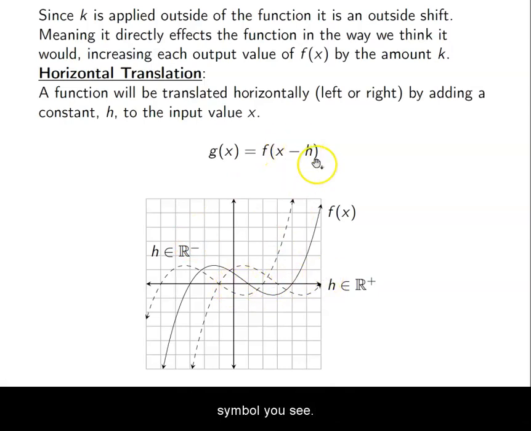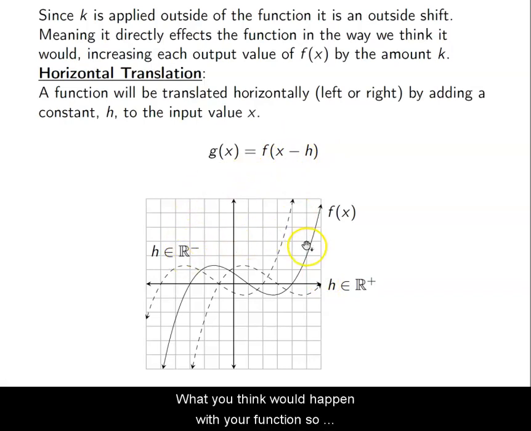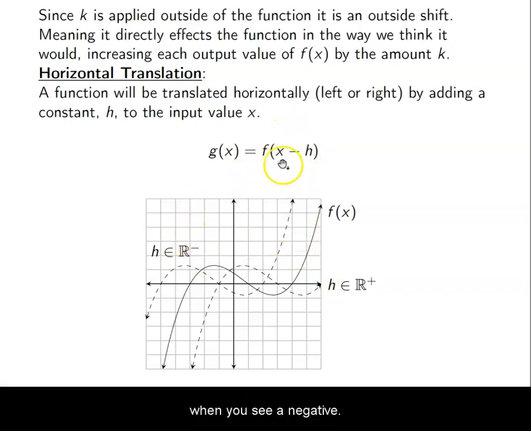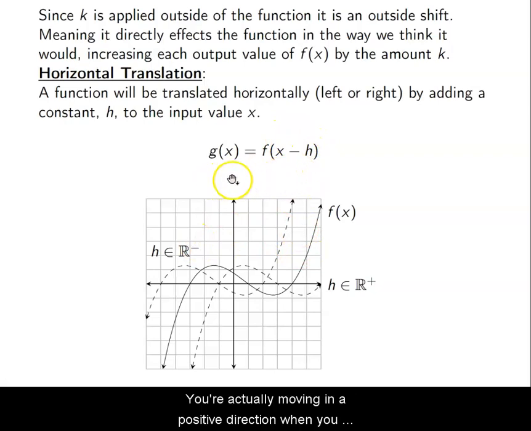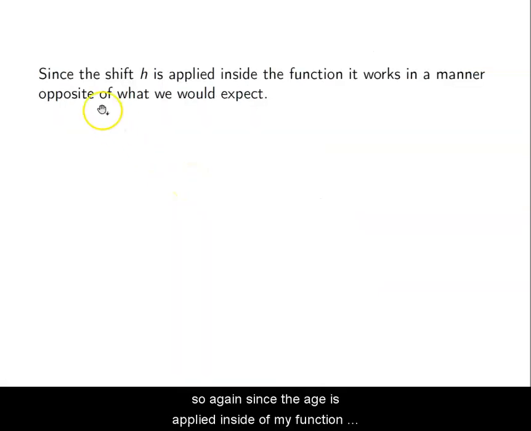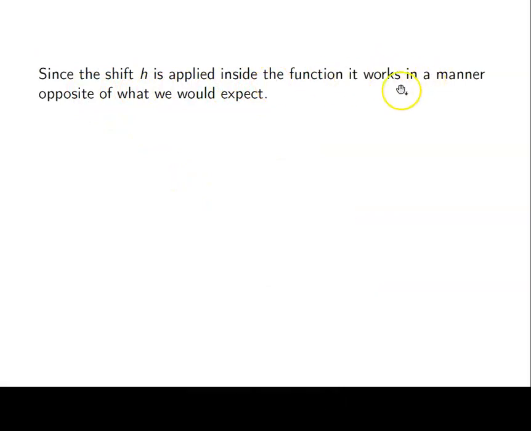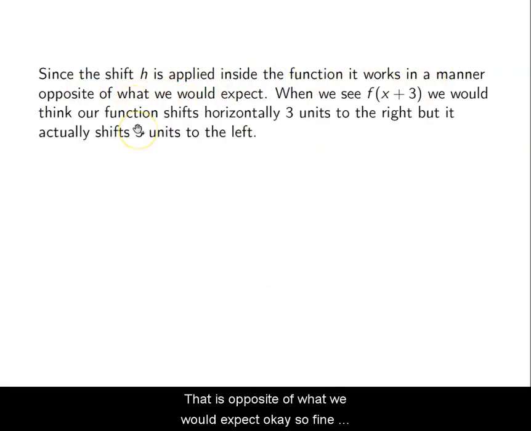So the symbol you see doesn't match what you think would happen with your function. So when you see a negative, you're actually moving in the positive direction. When you see a positive, you're actually moving in the negative direction, right? So again, since the h is applied inside of my function, it works in a manner that is opposite of what we would expect, okay?